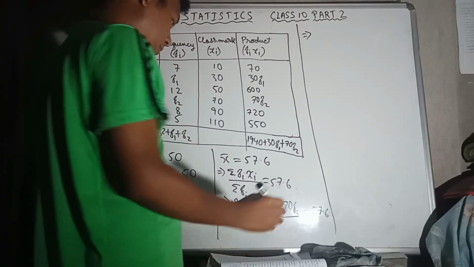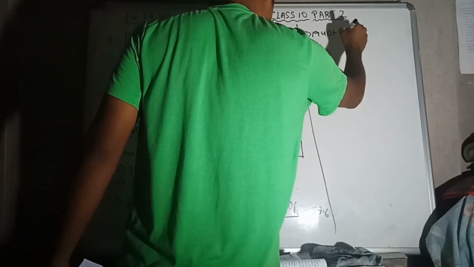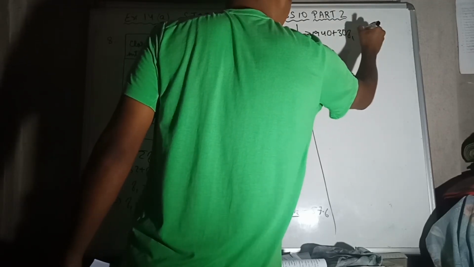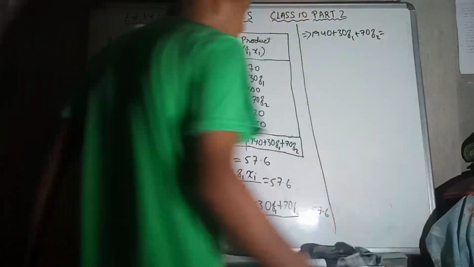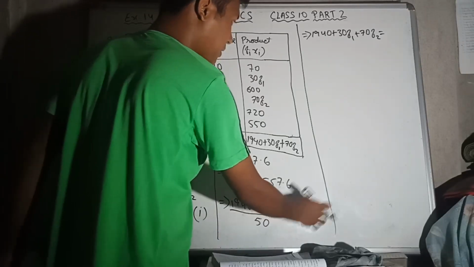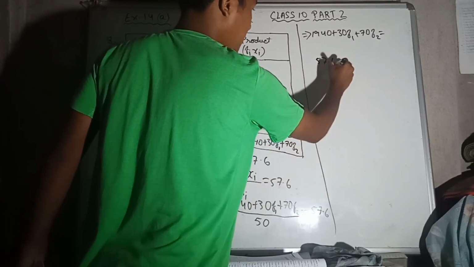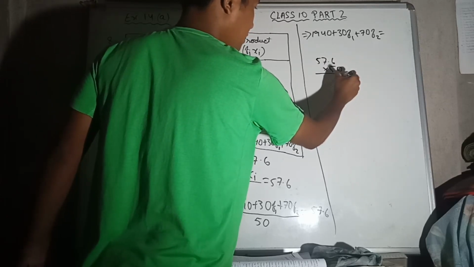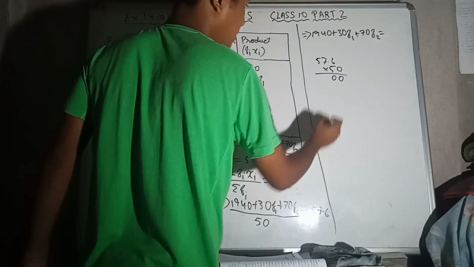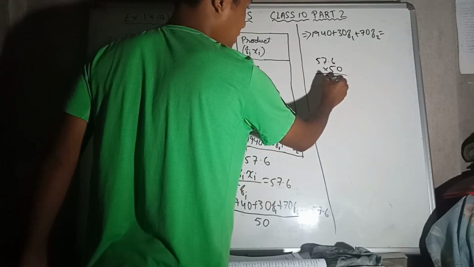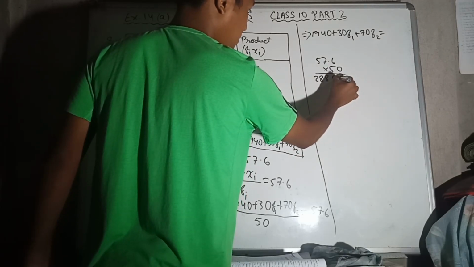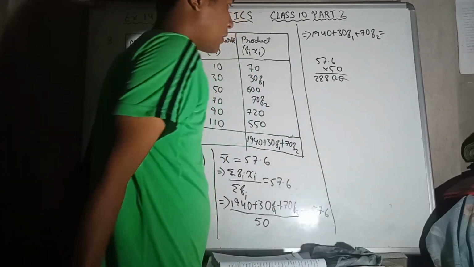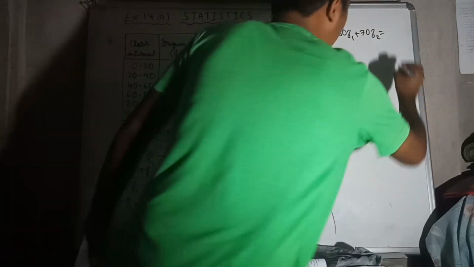This implies 1940 plus 30 f1 plus 70 f2 is equal to 50 into 57.6. Multiply 57.6 into 50: 5 into 6 is 30, carry over 3; 5 into 7 is 35, plus 3 is 38, carry over 3; 5 into 5 is 25, plus 3 is 28. One decimal place, so it is 2880.